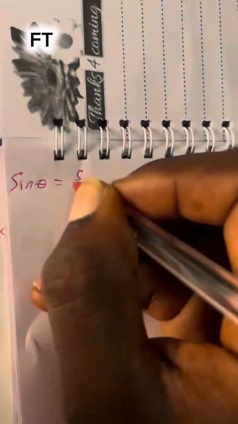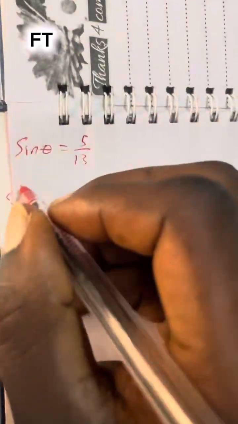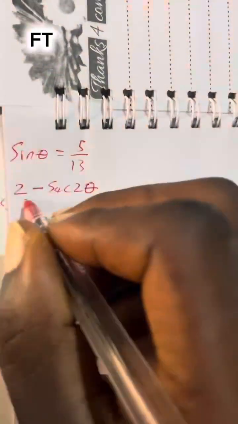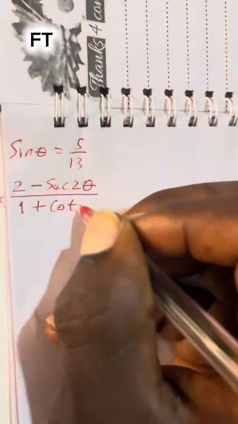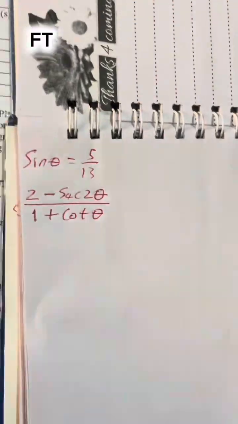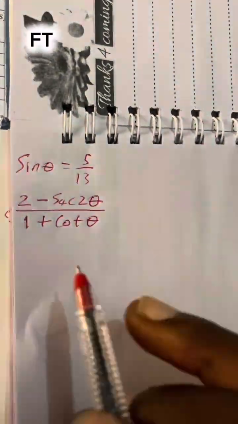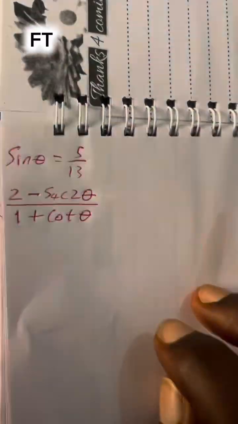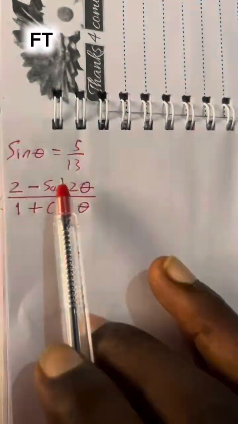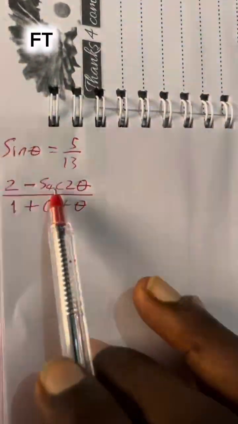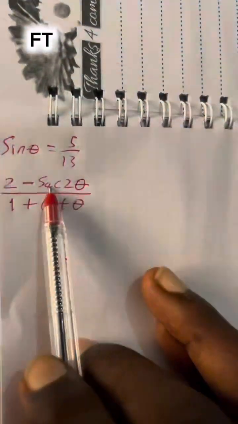So we're told in the question that sine theta is equal to 5 over 13. And what are we looking for? We are looking for 2 minus sec 2 theta over 1 plus cot theta. This is a very simple trigonometry expression. First, we need to get sec and cot, then we just substitute and get our answer.